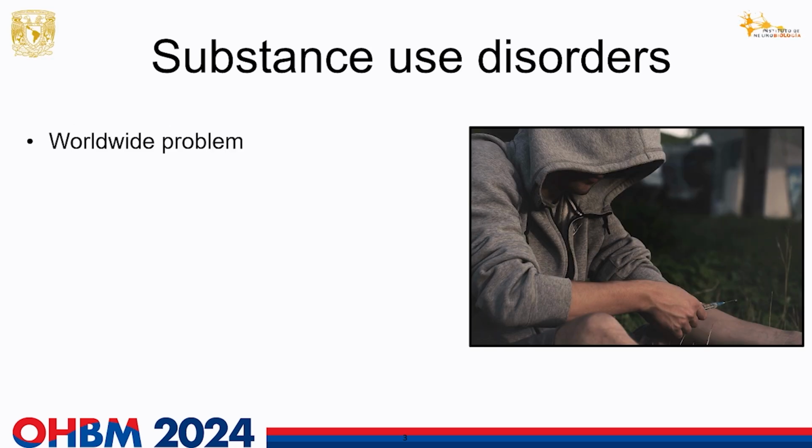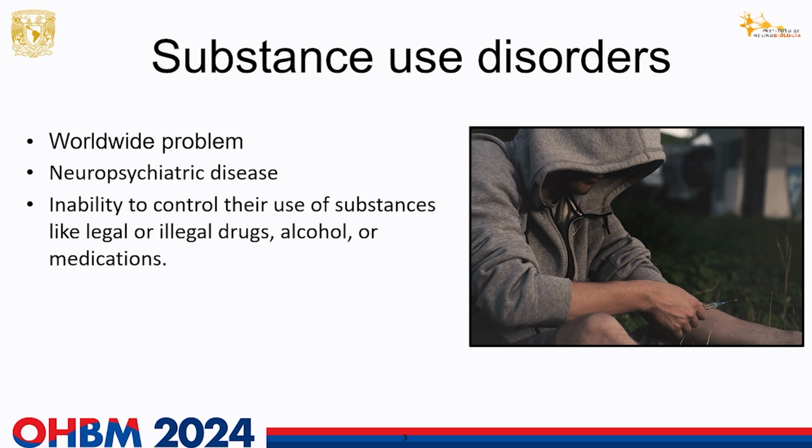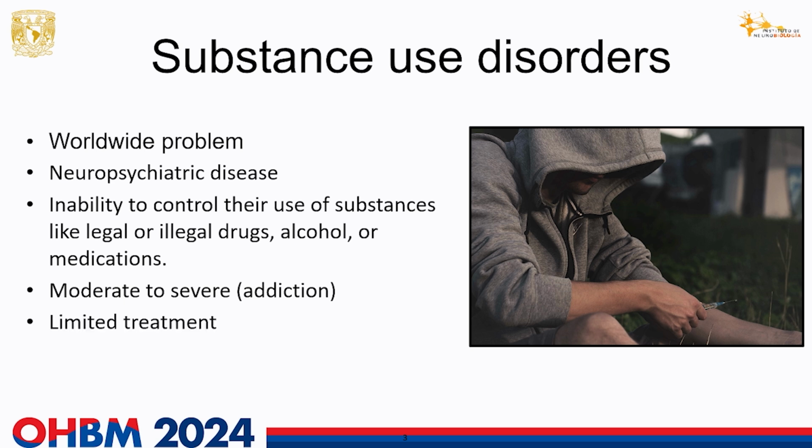Substance use disorders, as you know, are a worldwide problem. Different drugs in different countries, however, it is a problem. It's considered a neuropsychiatric disease, and basically, people have an inability to control the use of the substances. It could be legal or illegal, so it's a huge problem, especially with alcohol. Right now, there's a huge issue in most countries where you can actually drink alcohol. And it could go from very little to moderate to severe in general.